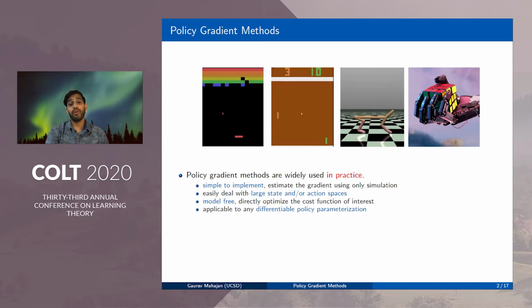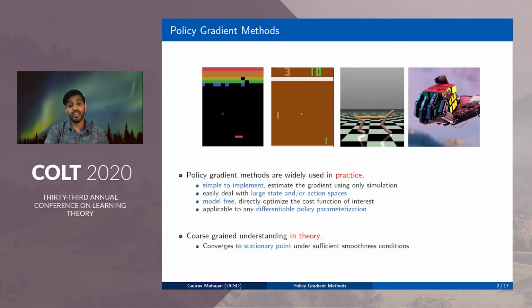So why do people love policy gradient methods, and why are they so widely used in practice? Well, they're very simple to implement, since you can estimate the gradient using only a simulator. These methods work great in environments with large state and action spaces, and are basically optimizing the cost function of interest. But in the end, what we actually want are good policies. So the question is, do policy gradient methods converge to good policies? And even though they're used so extensively, we know very little about the theoretical properties of these algorithms. In fact, we only know that these methods converge to a stationary point under sufficient smoothness conditions.